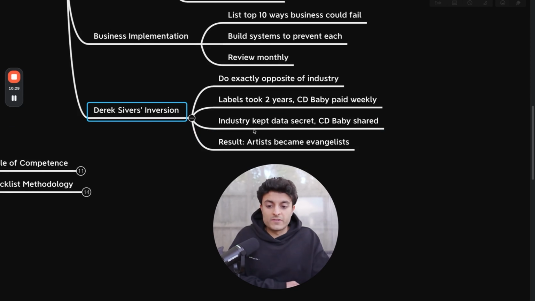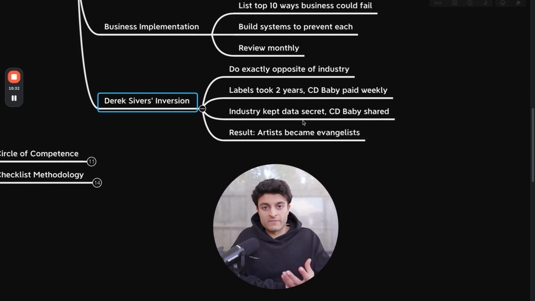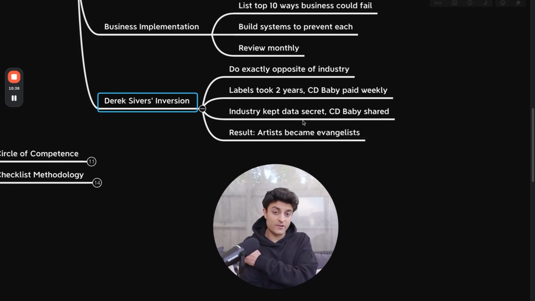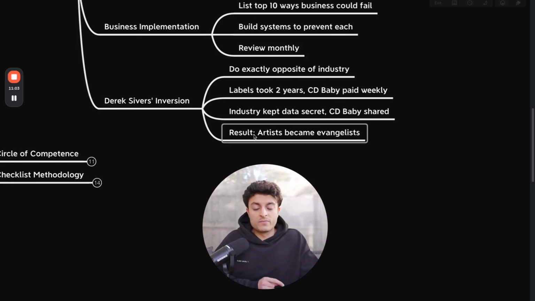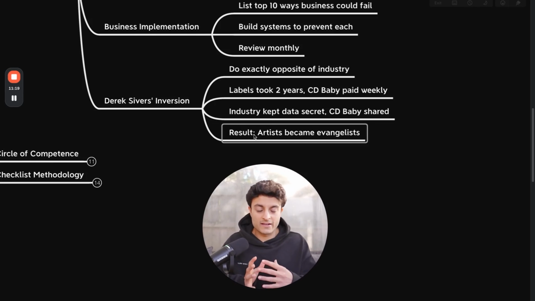So, Derek Sivers' inversion. Derek Sivers was the founder of CD Baby, which was a very successful music distribution company. He basically did exactly the opposite of what the industry did. For example, labels took around 2 years to pay the artists, but CD Baby paid weekly. The industry kept the data secret, but CD Baby shared it. Because of this change that CD Baby created, artists started trusting them more because they were getting paid weekly, and they also had open, shared data about what was happening within the company.